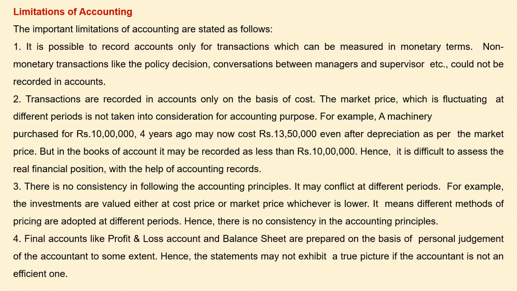Because when the machine is bought for 10 lakh, it may be recorded at less than 10 lakh because of the depreciation. Third one, there is no consistency in following the accounting principles. It may conflict at different periods. For example, investments are valued either at cost price or market price, whichever is lower. It means different methods of pricing are adopted at different periods. Hence, there is no consistency in the accounting principles.